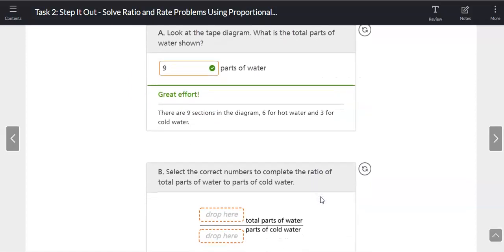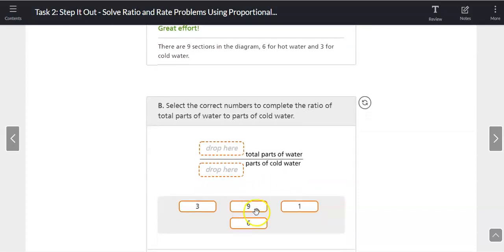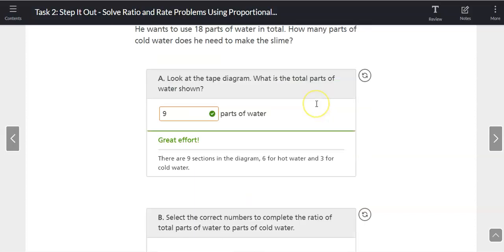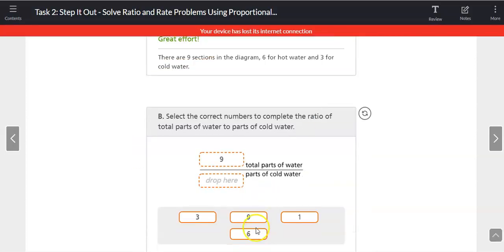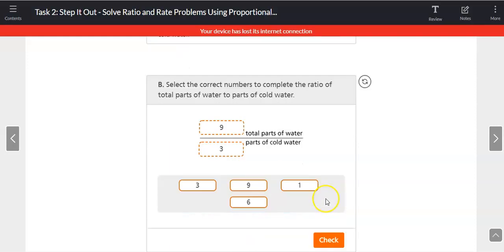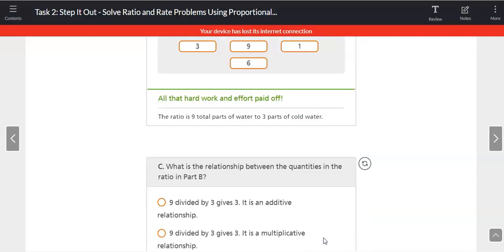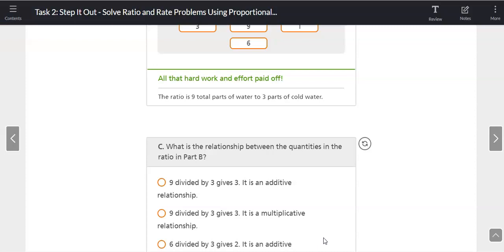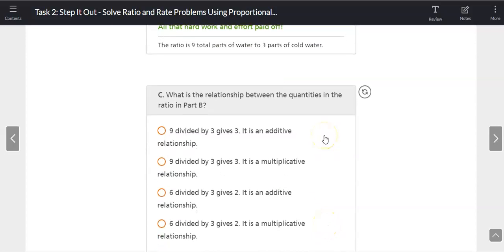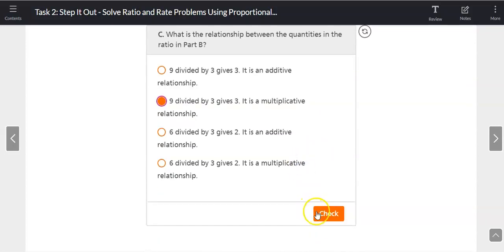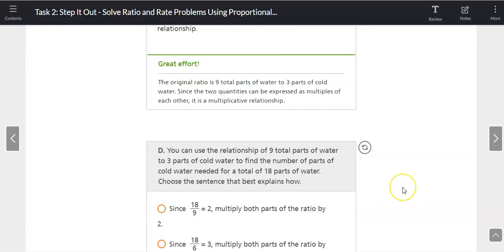Select the correct numbers to complete the ratio of total parts of water to parts of cold. So remember there is 9 total. If we look up here, there are 3 cold. So 9 over 3. What is the relationship between the quantities in the ratio in part B? So 9 divided by 3 gives 3. It is a multiplicative relationship because we're doing multiplying with it.